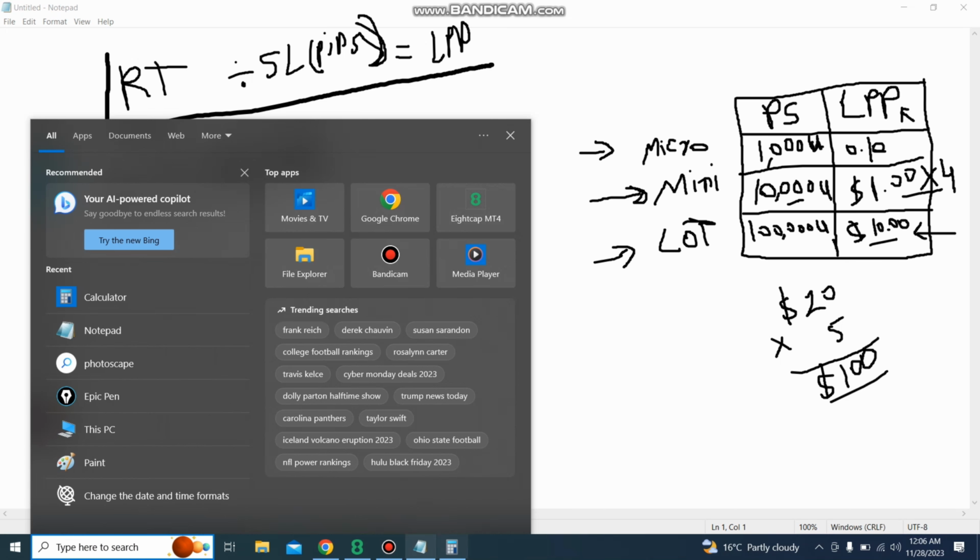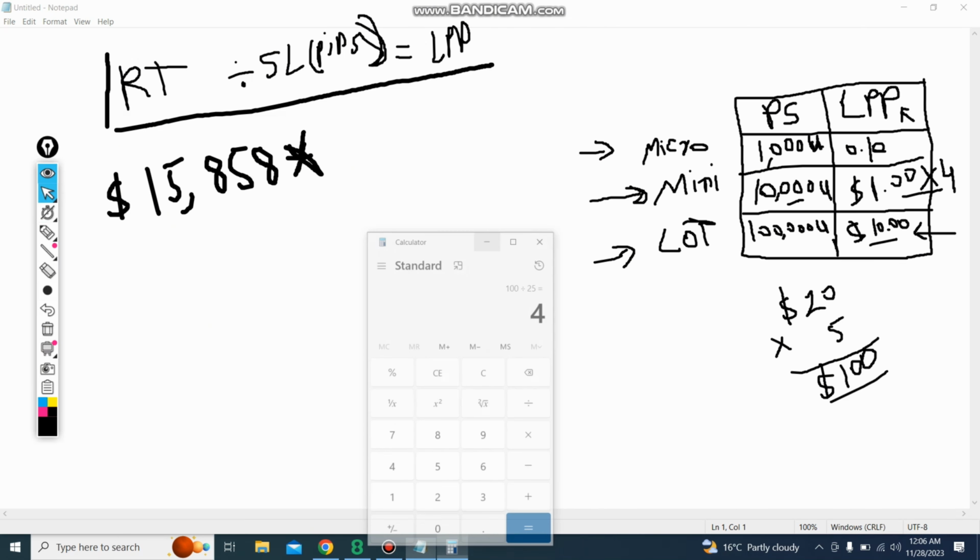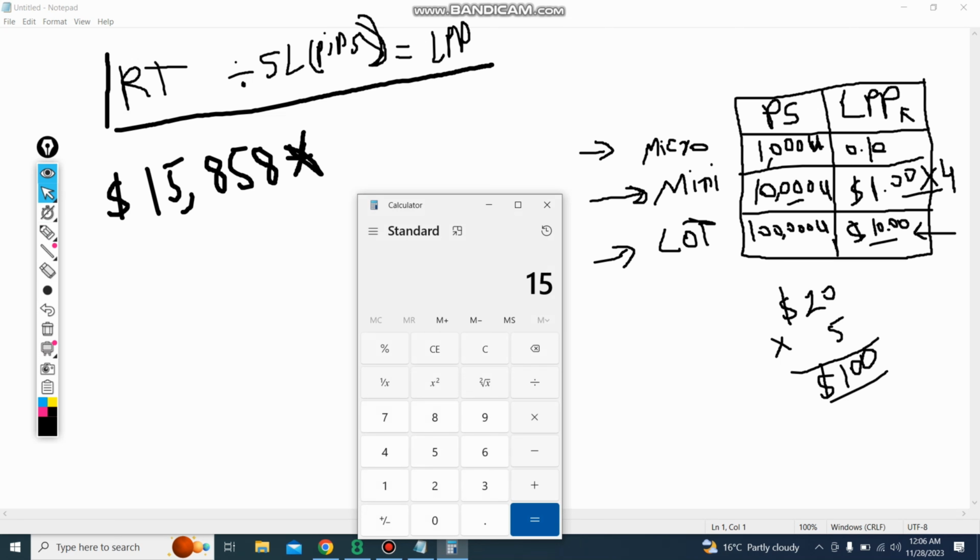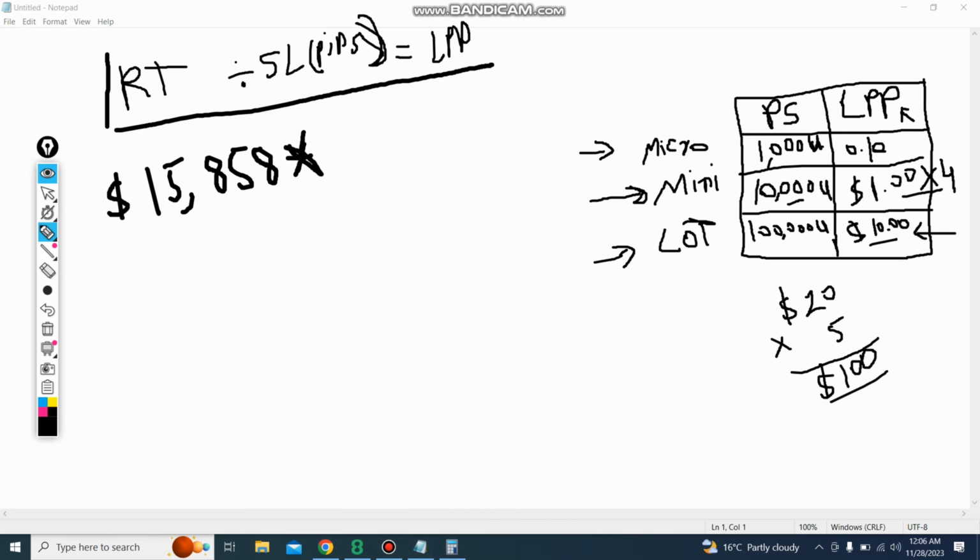So this is how quickly you can do it. Just come to a calculator, do 15,858 times 0.03. That gives us $475.74. This would be our RT. So if you are willing to risk 3% of your $15,858 account, then you are willing to risk $475 on your total trade, which means this is our RT.